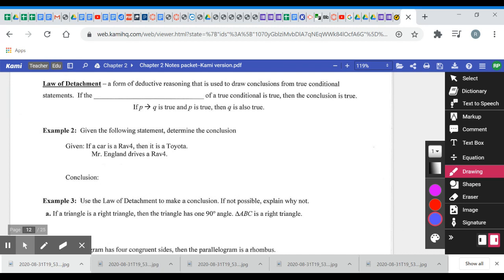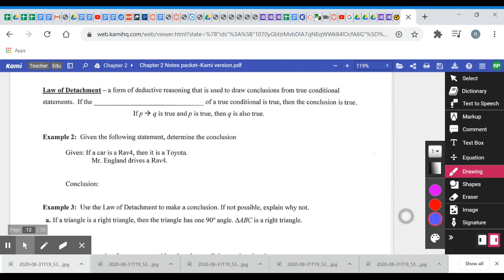Like she was saying, it's basically like a formula that we're using, and if the statements are set up in that formula, then we know that we can reach a true conclusion. If the statements we're given are not set up in that formula, then we are not going to be able to reach a true conclusion from that information. The first one we're going over is called law of detachment, and it says it's a form of deductive reasoning that is used to draw conclusions from true conditional statements. If the hypothesis of a true conditional is true, then the conclusion is true.